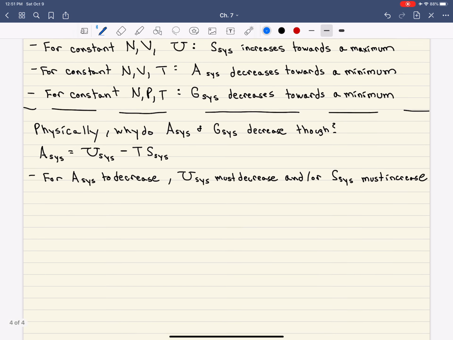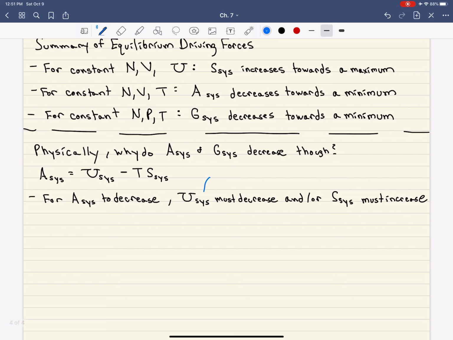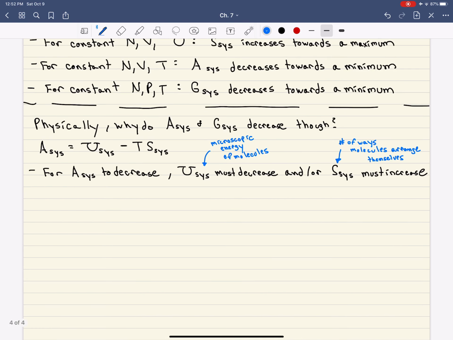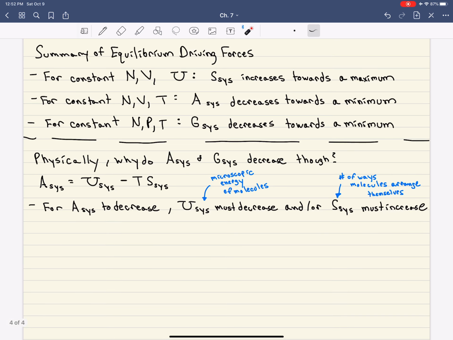All right, and so what we have to remember is that the internal energy of a system describes the microscopic movements or the microscopic energy of the molecules, while entropy here is the number of ways you could arrange those molecules, or the number of ways that the molecules arrange themselves.